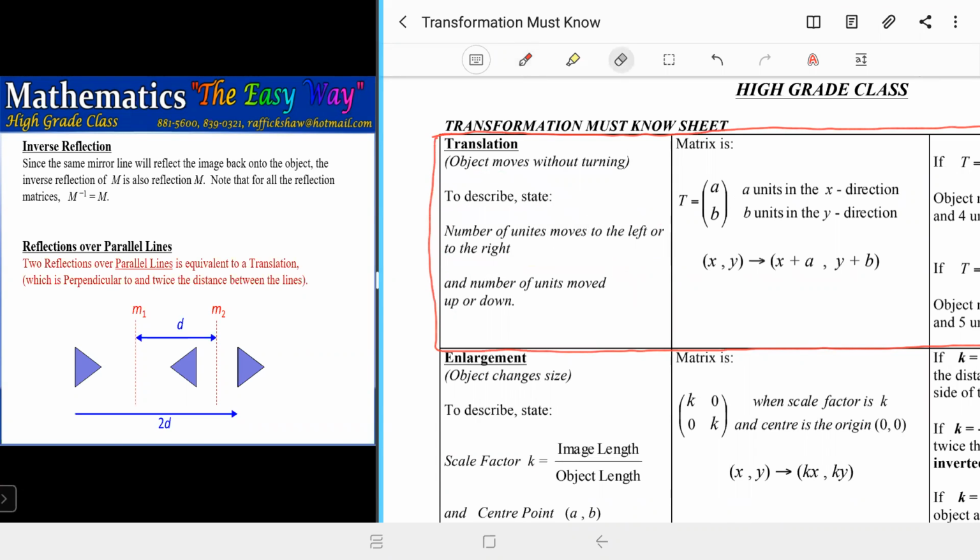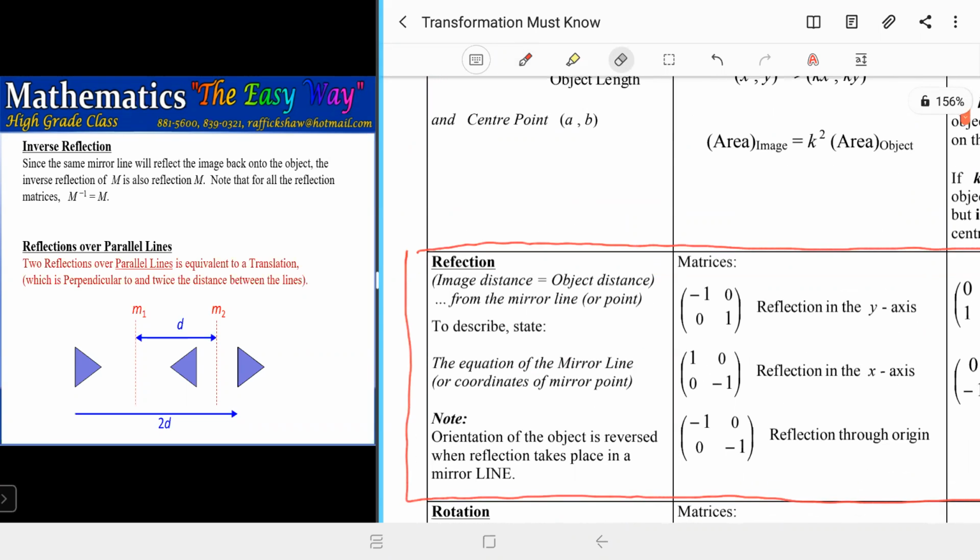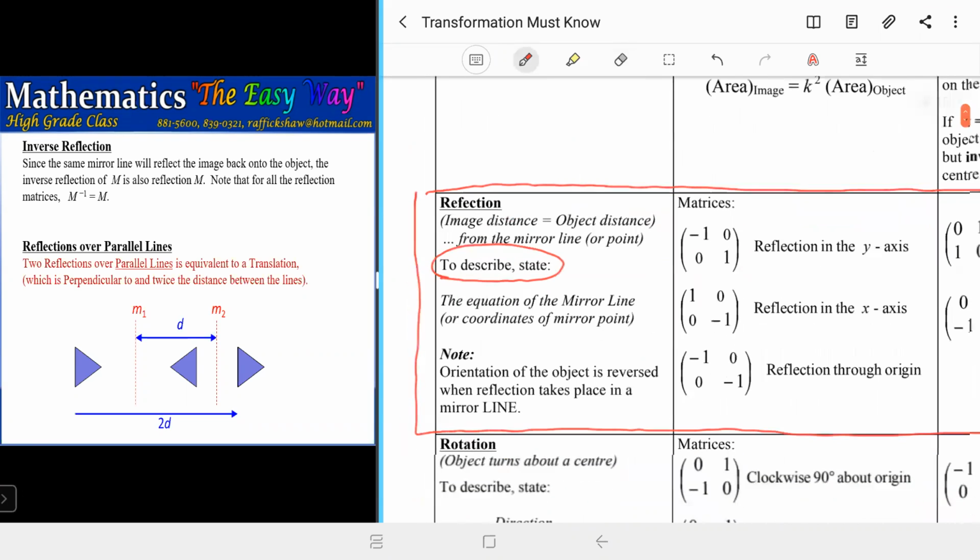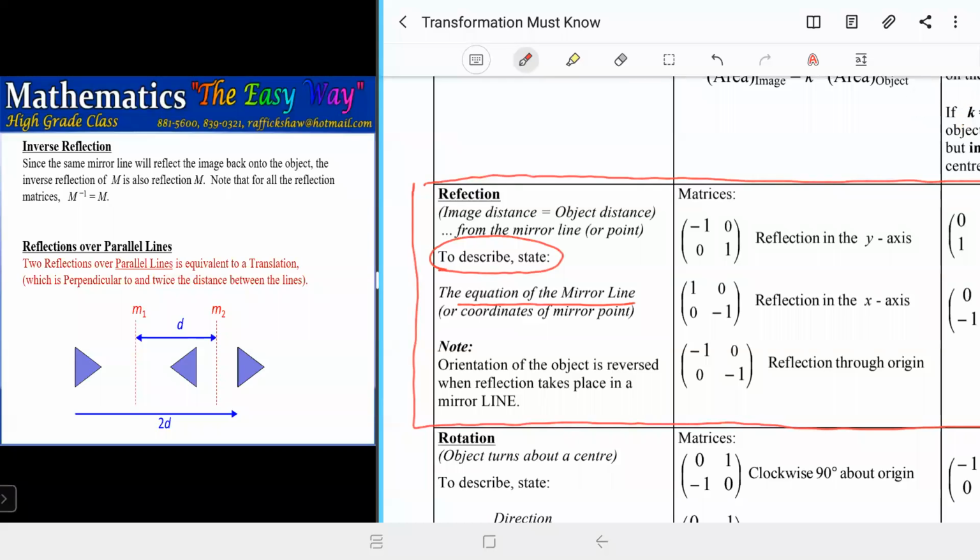If you're going to describe a reflection, you basically have to state the mirror line, the equation of the mirror line. If it's a reflection in a point, you say, for example, a reflection in the origin. Remember that for reflection in a mirror line, the orientation is reversed. But if you're describing a reflection, you have to state the equation of the mirror line.